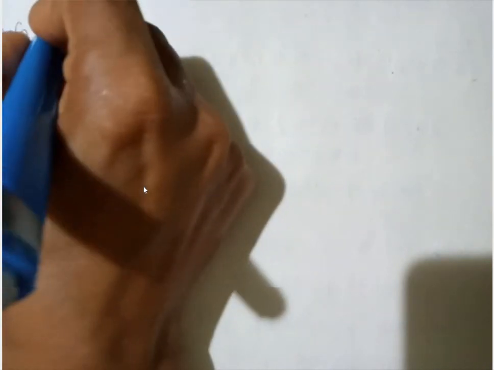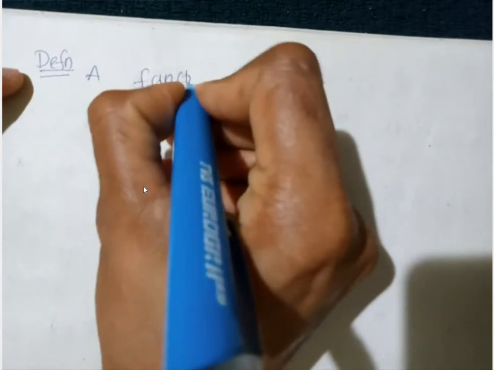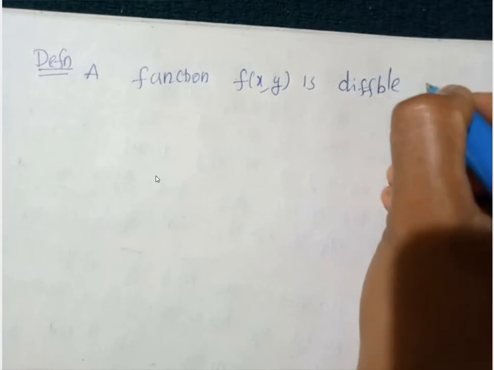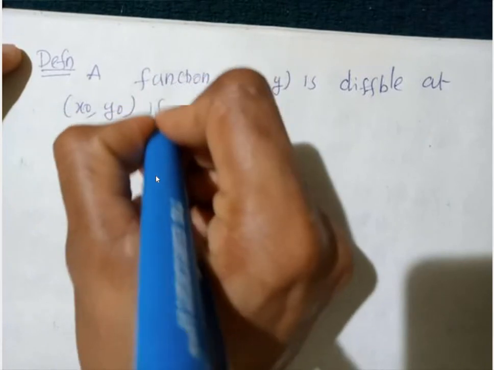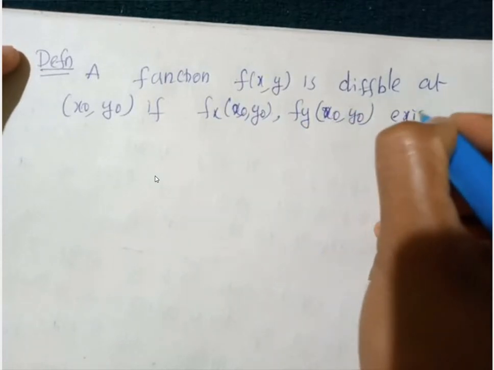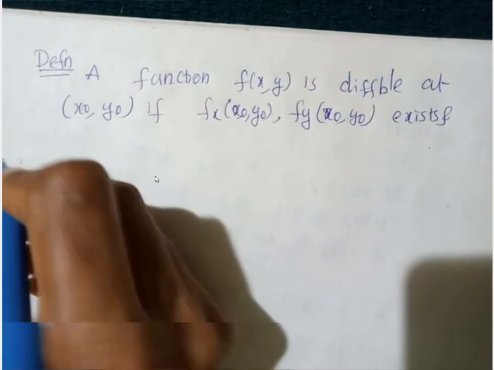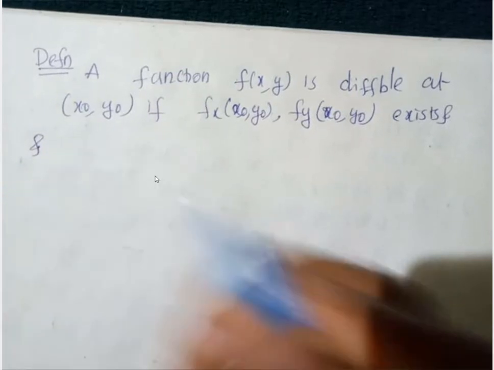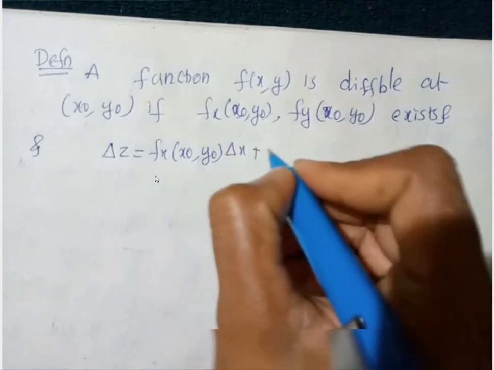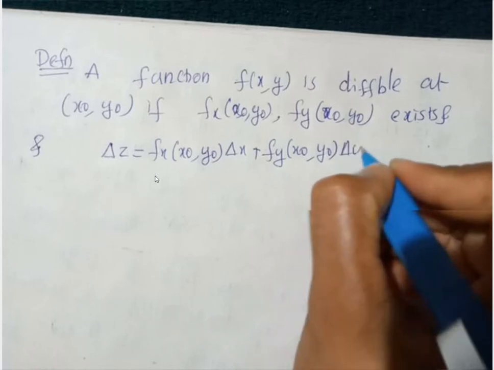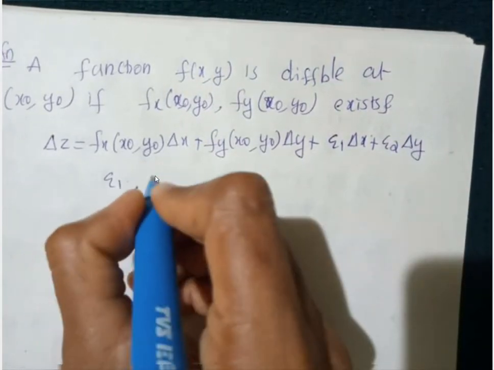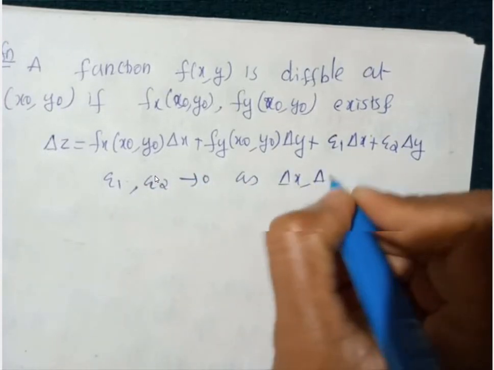A function f(x,y) is said to be differentiable at the point (x0, y0) if fx at (x0, y0) and fy at (x0, y0) exist and it satisfies the equation: delta z is equal to fx at (x0, y0) times delta x plus fy at (x0, y0) times delta y plus epsilon 1 times delta x plus epsilon 2 times delta y, in which epsilon 1 and epsilon 2 tend to 0 as delta x and delta y tend to 0.